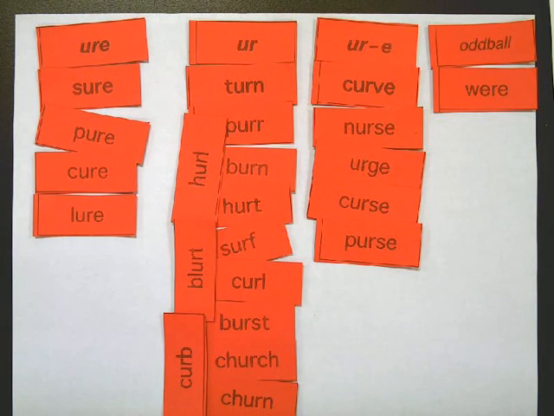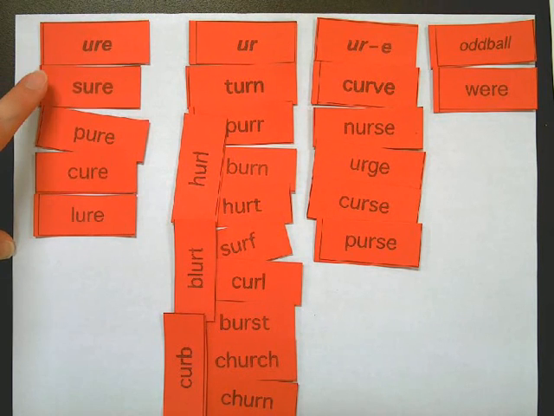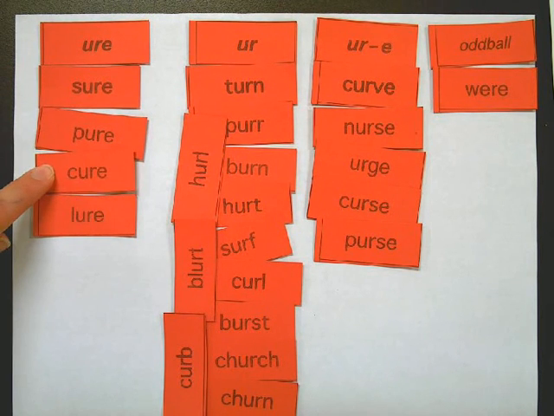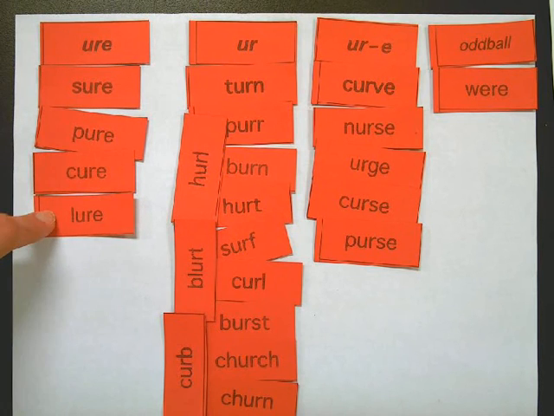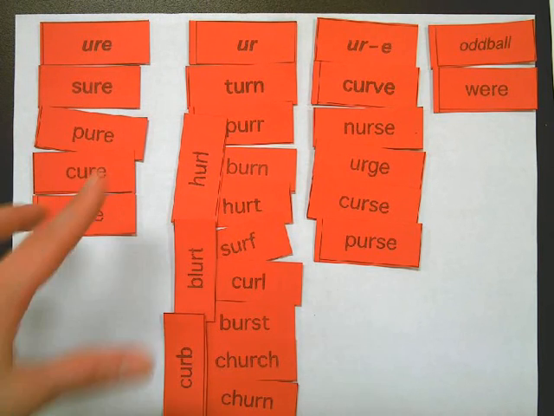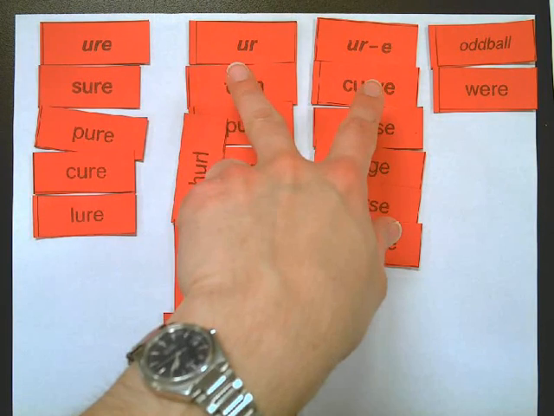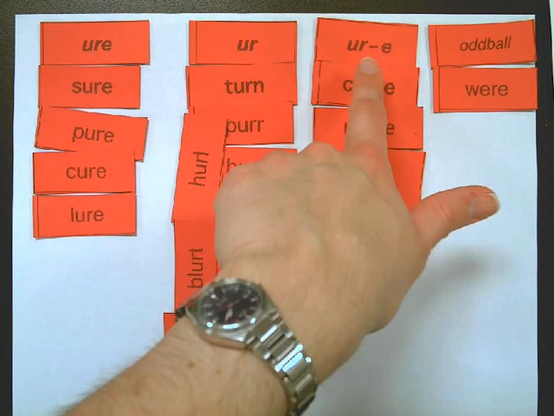I'm going to read down the columns now to make sure that in each header, all of the words that I've sorted sound the same. So over here in URE, we've got sure, pure, cure, lure. We hear that sound in all of those.